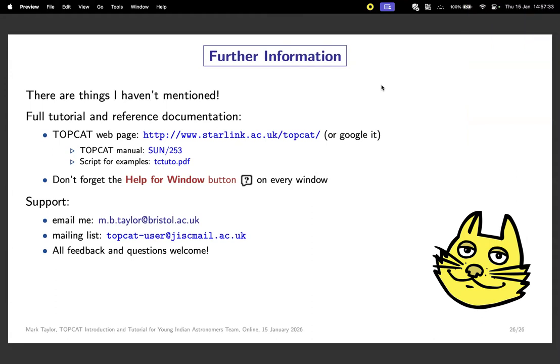So I've tried to give you a flavour of the sorts of things that TopCat can do. There's plenty of things that I haven't mentioned, so feel free to play around with it and try and work out how to do different things. It's all documented, as I said. You can find it there. You can go to the web page. Don't forget the help button on the pages.